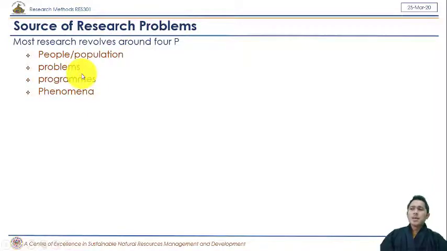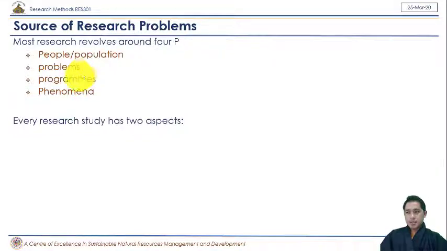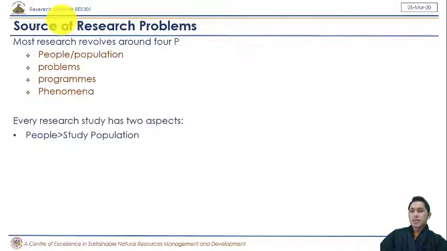So basically, when we are choosing any research problem, all research problems revolve around the 4 P's. We just need to know how to play the 4 P's. And again, looking at the 4 P's, every research has 2 aspects. The first one is the first P, that's the study population, people. And the second aspect is the combination of 3 P's: problems, programs, and phenomena.